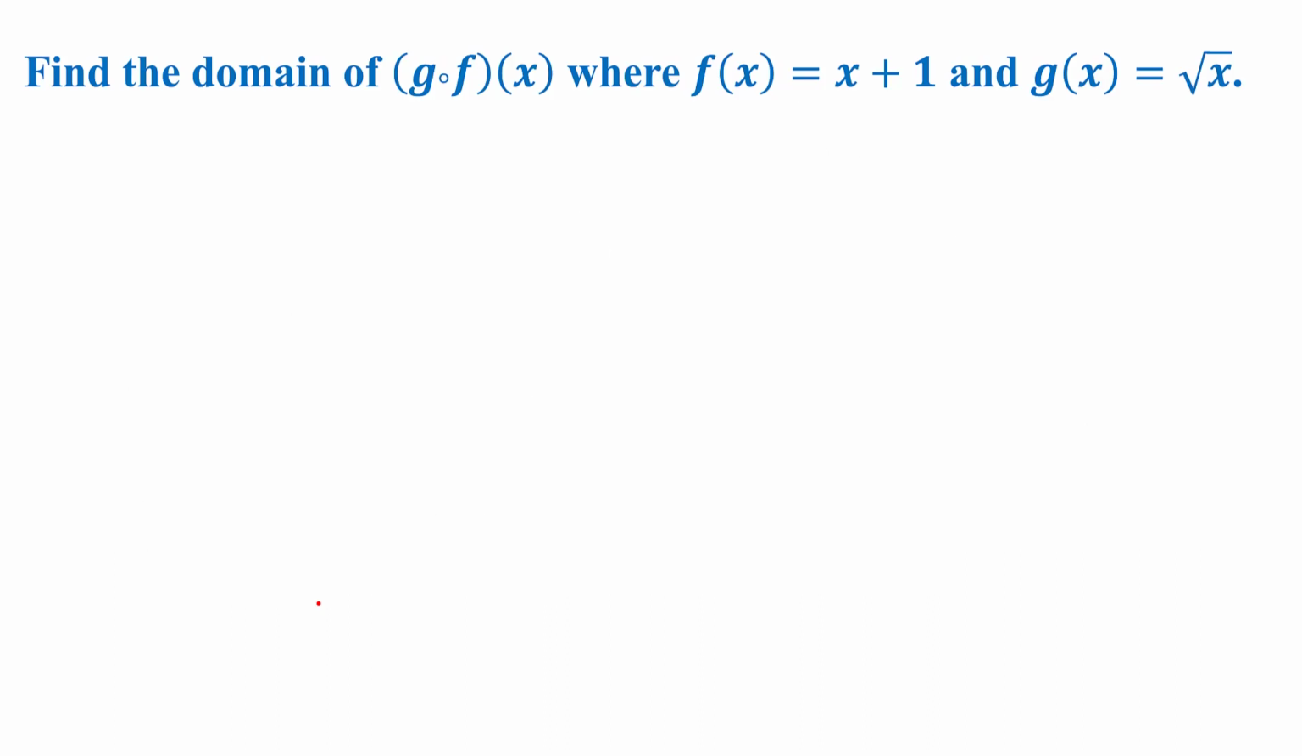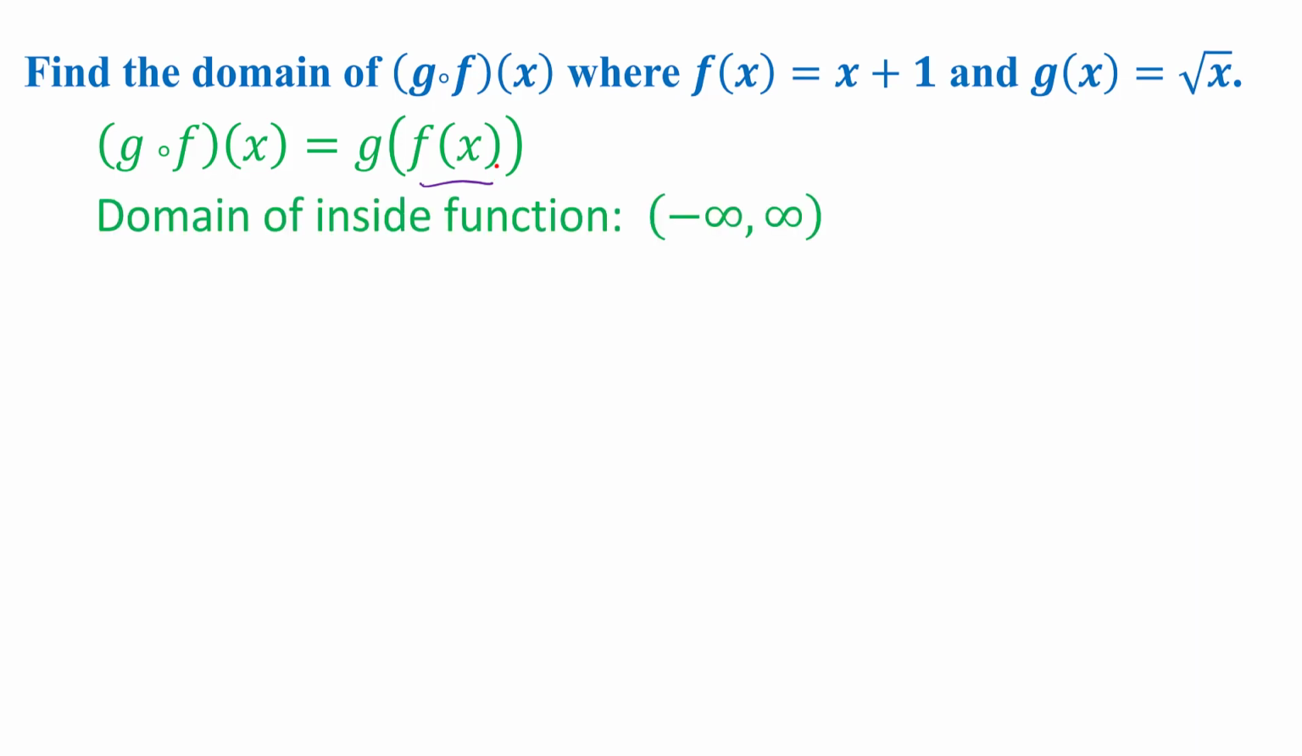is find the domain of g composed with f of x, where f of x equals x plus 1 and g of x equals square root x. So I like to find the domain of composed functions by first writing out what the composition is telling us. Here, g composed with f of x is the same as g of f of x. And now that I've written it this way, I can look at f of x as being an inside function. I look for the domain of that inside function, f of x. The domain of f of x, which is equal to x plus 1, is all real numbers.